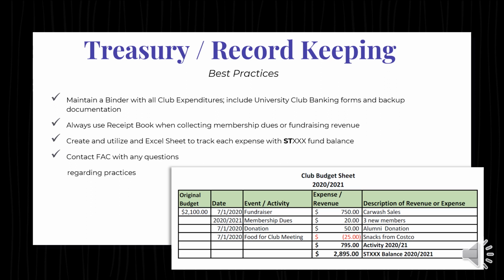If you choose to use a Google Drive or other cloud file storage website, make sure to issue access to all financially responsible officers and your advisor. This will ensure that you do not lose access when an officer graduates or leaves the institution. We also recommend keeping an Excel spreadsheet with the running total of your ST fund balance. You will add deposit amounts when necessary and deduct all expenses that are purchased utilizing your organization funds. If you have questions about your organization record keeping, please contact our office at any time.